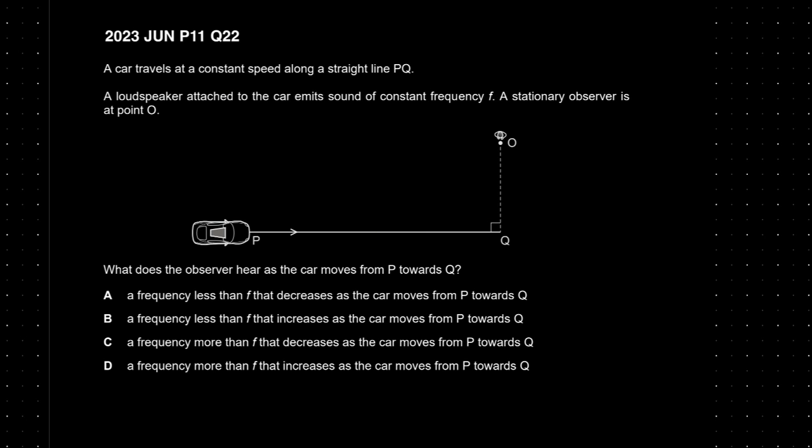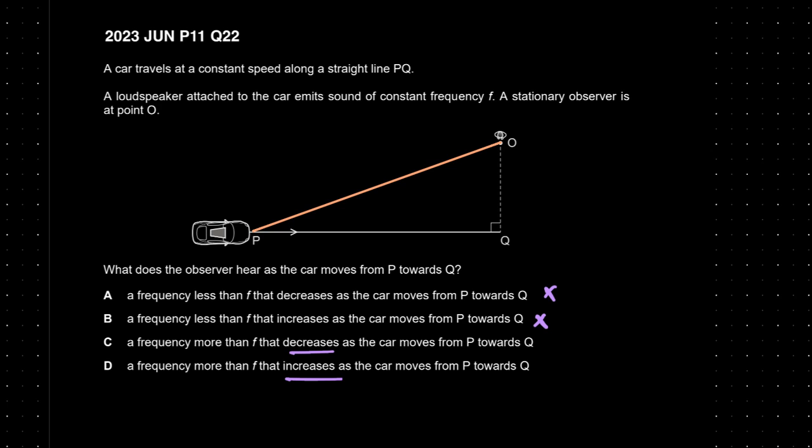So obviously we know that as it's going to move towards the observer, the frequency that would be heard would be greater, right? Because there is relative movement towards the observer. So not A, not B. But would that frequency decrease or would it increase? Now again, this also requires you to understand something regarding how this is moving. So if I just make some lines here just to explain to you.